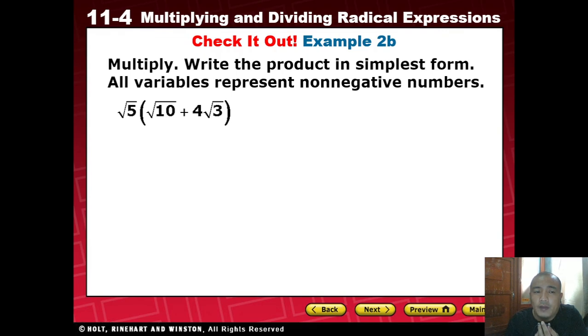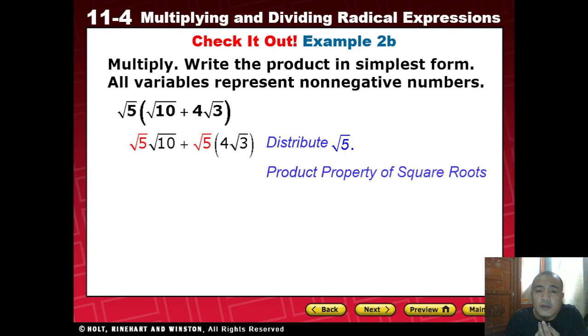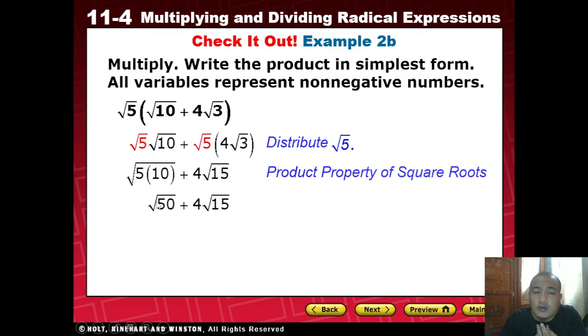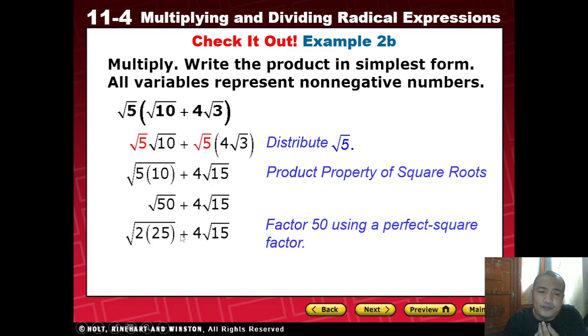Another, multiply square root of 5 times quantity square root of 10 plus 4 square root of 3. Distribute square root of 5, so that means square root of 5 times square root of 10 plus square root of 5 times 4 square root of 3. Product property of square roots: square root of 5 times 10 plus 4 square root of 15. We multiply 5 and 3 in the radicand, so it's 15, and 5 times 10 is 50. Square root of 50 plus 4 square root of 15. Let us simplify square root of 50, which is equivalent to 25 times 2 when we factor 50. Simplify: square root of 25 is 5, so 5 square root of 2 plus 4 square root of 15 is now the final answer.